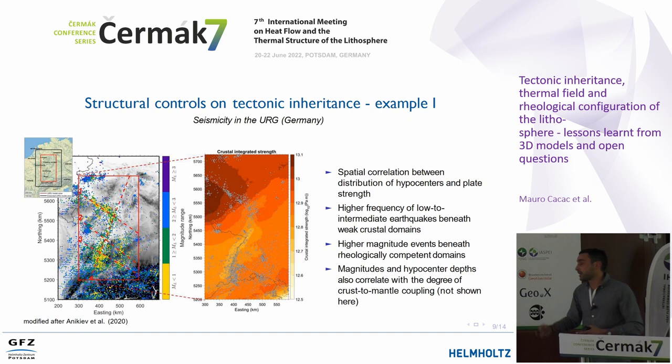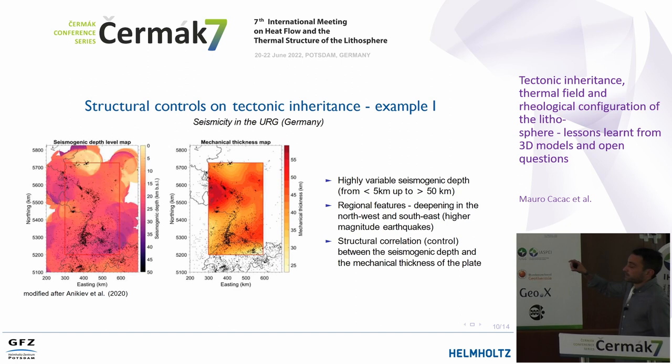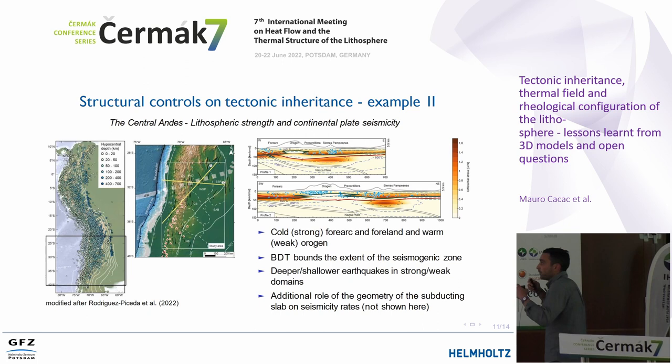What we also did here is compute the seismogenic thickness that we derive from the observations. This is the one on the left. And then we correlate it to a proxy for the integrated strength, in this case the mechanical thickness. What you see is that despite dealing with a large variation from 5 to 50 kilometers, the trend is resembled. We have some regional features. So there's a correlation, if not a control, between seismicity, depth, spatial correlation, and also the mechanical response of the plate.